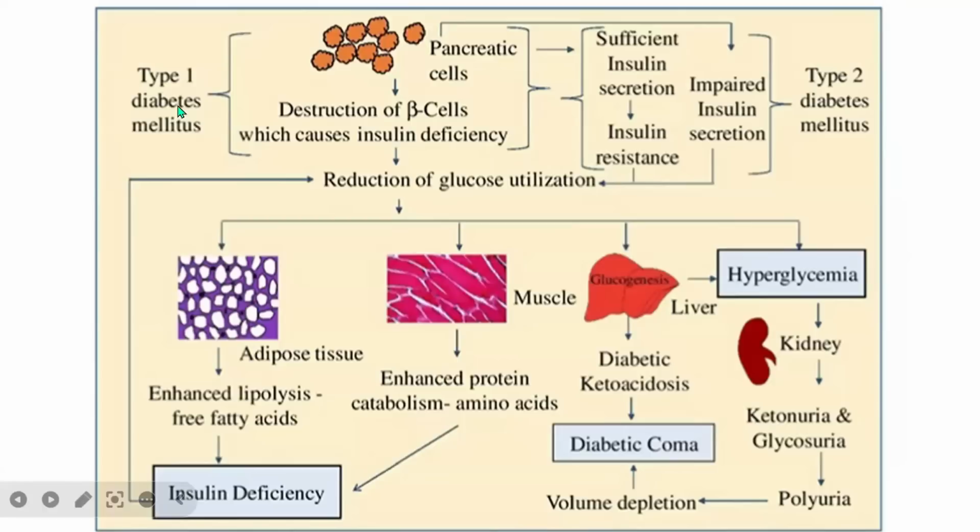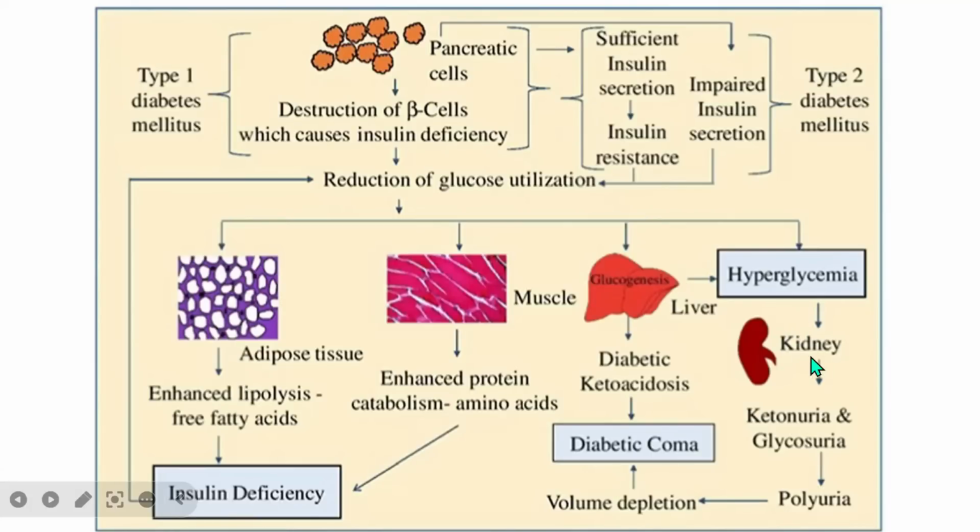Generally, as I said, diabetes affects so many organs. For example, take diabetes type 1. What happens? In the pancreas, there will be a destruction of the beta cells, which causes insulin deficiency. As a result, there will be a reduction of blood glucose utilization by so many organs like adipose tissue, muscles, and liver. Since so many organs are not making use of the glucose, a condition called hyperglycemia will occur. The blood glucose level will be very high.